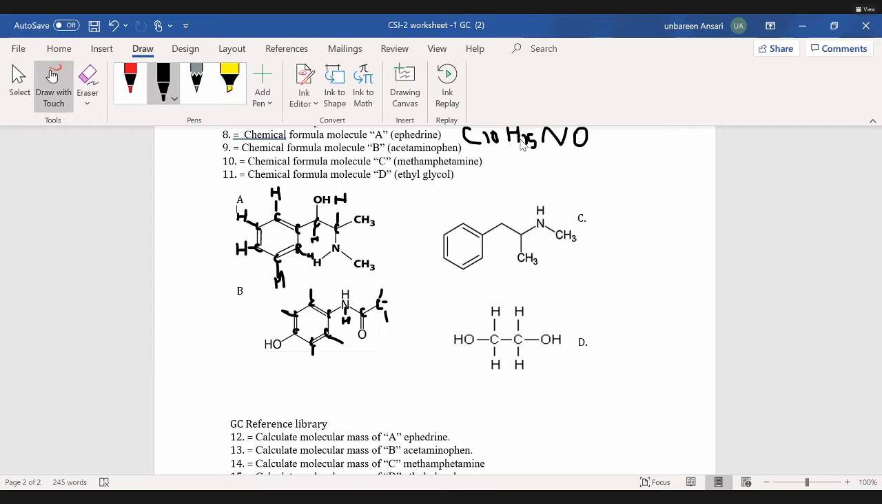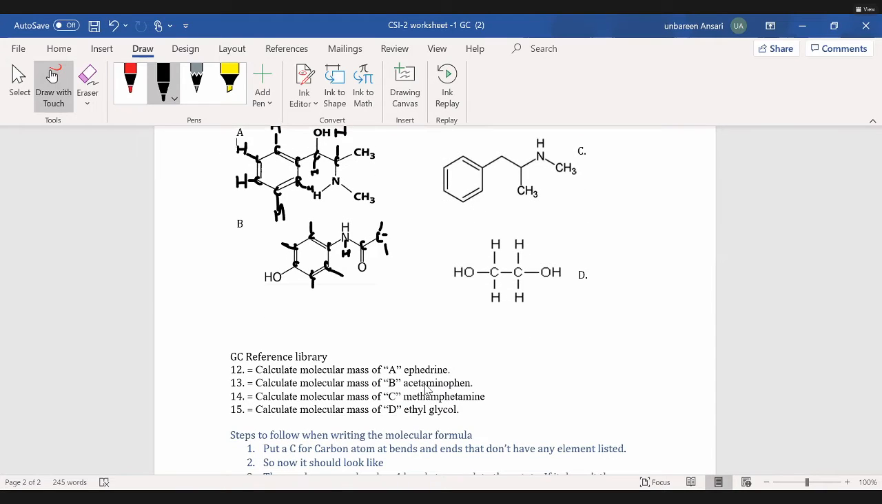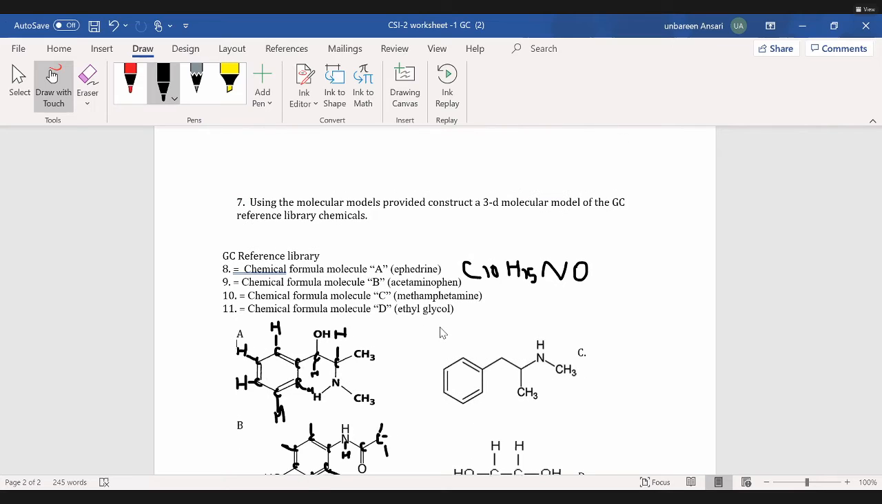Yes? Yes. Okay, so did everybody understand how to calculate the molecular mass? Yeah. Okay. I can wait. Can somebody do the molecular mass of acetaminophen? You know, acetaminophen is going to be, I think, C8H9NO2.